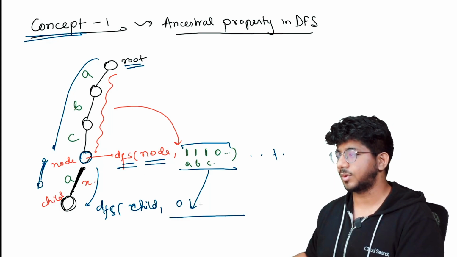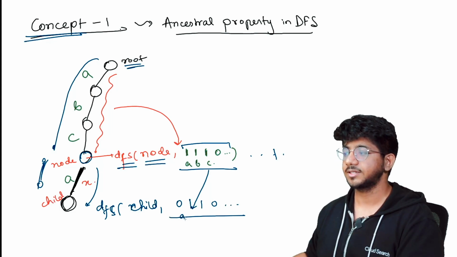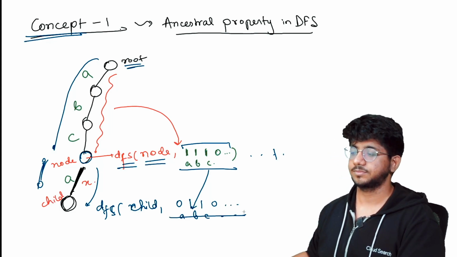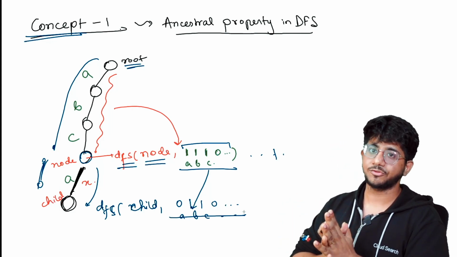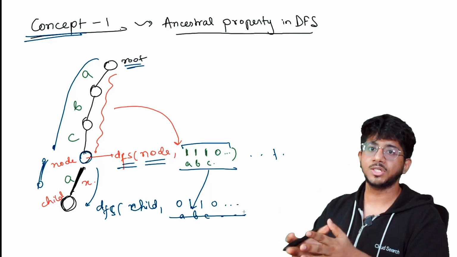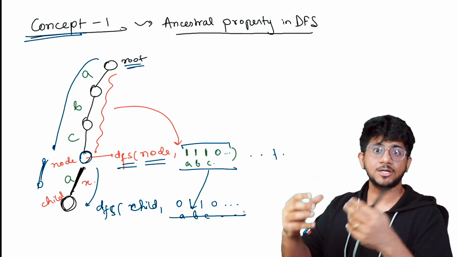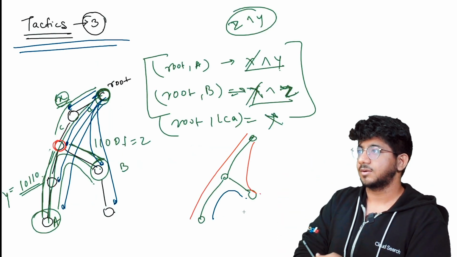So you will have 0, 1, 1, 0, dot, dot, dot, dot, right? A, B, C, D, right? This kind of thing needs to be maintained. And this is something you can do while you do DFS. Now, if you know this, then you will be able to code this also very efficiently. This is a concept that you should learn while learning DFS. Let's go back and recap.